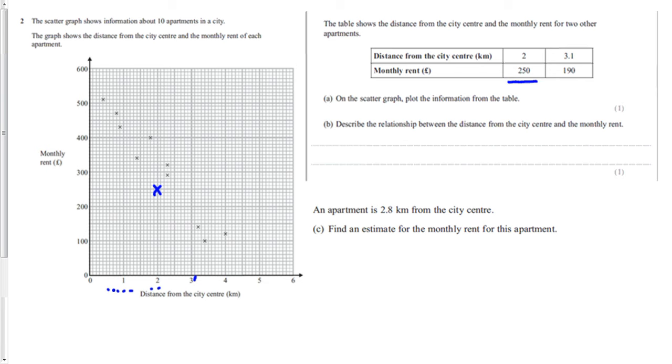And we can notice that as we go up here, each one of these is worth 10. There's 10 of them in between 100 and 200, so each one is going to be worth 10. So 3.1, 190, and we get that there. That's going to be the first mark.